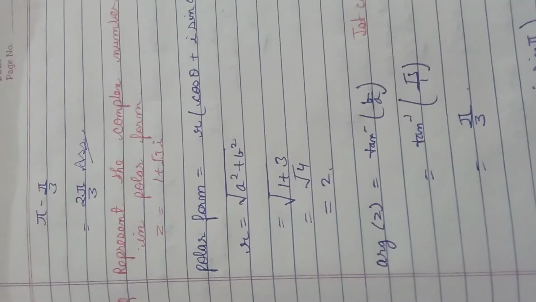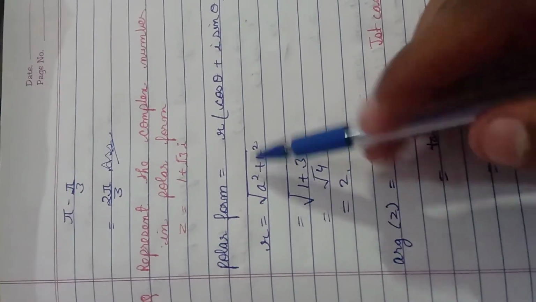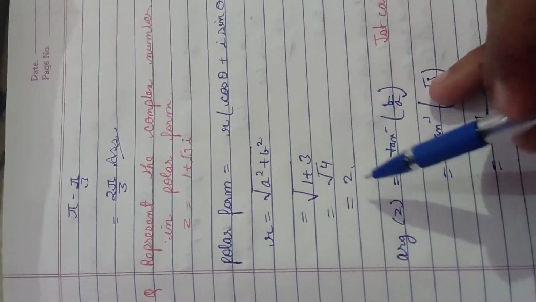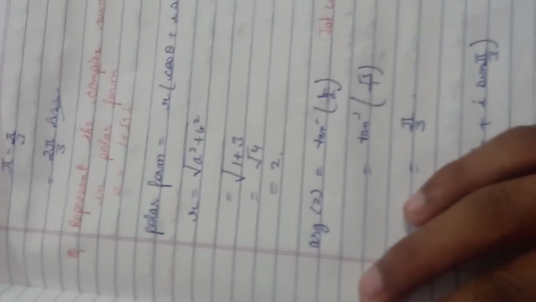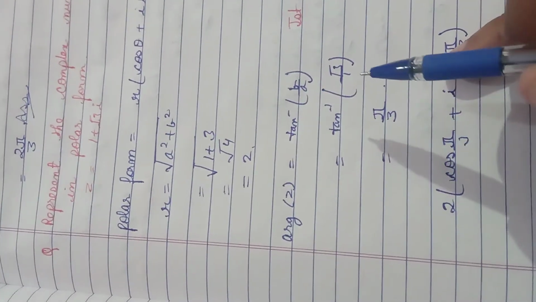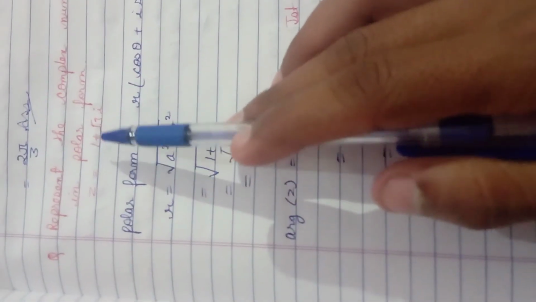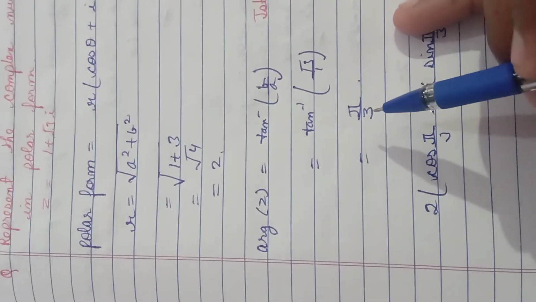Then another question. Represent the complex number 1 plus root 3 iota in polar form. Polar form, you know, is r cos theta plus iota sin theta. R is calculated by root of a square plus b square. A is equal to 1 and b is equal to root 3. This is 2. And argument is calculated by tan inverse b by a. B is equal to root 3 and a is equal to 1. This is root 3. This is in the first case because a is greater than 0 and b is also greater than 0, so we do not apply any case. We simply write r is equal to 2, cos theta is pi by 3, iota sin theta. So this is your answer.